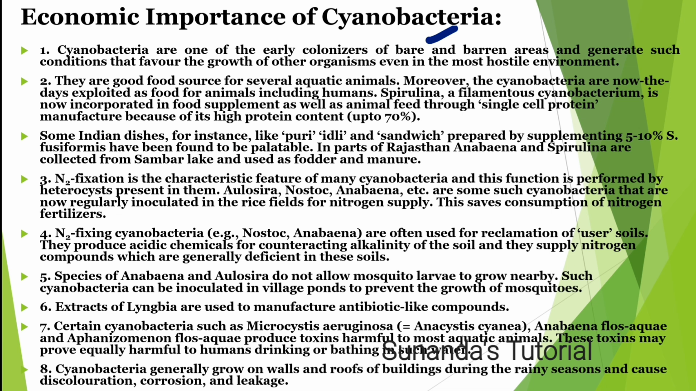Certain cyanobacteria such as Microcystis, Anabaena and Aphanizomenon produce toxins which are harmful to aquatic animals. These toxins prove equally harmful to humans drinking and bathing in such water. So this is one harmful effect of cyanobacteria. Then cyanobacteria generally grow on walls and roofs of buildings during rainy season and cause discoloration, corrosion and leakage. So these two are harmful effects of cyanobacteria.